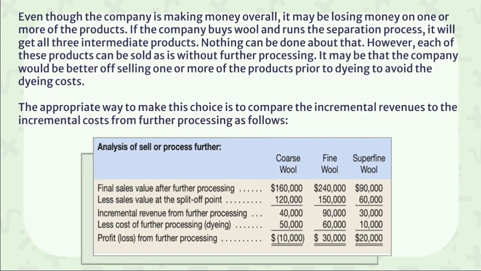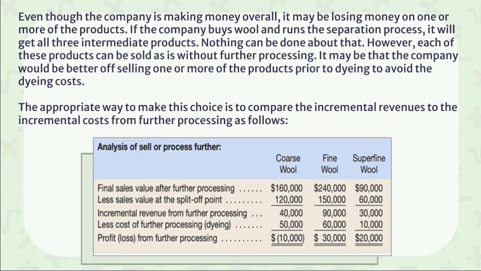Even though the company is making money overall, it may be losing money on one or more of the products. If the company buys wool and runs a separation process, it will get all three intermediate products. Nothing can be done about that. However, each of these products can be sold as is without further processing.